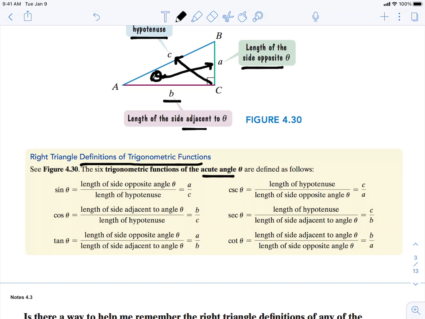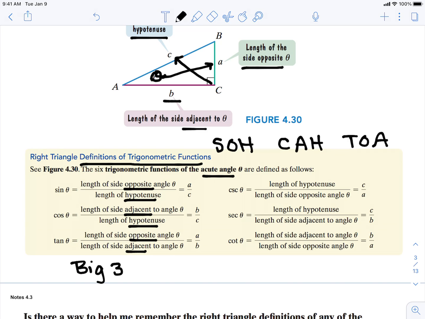So the sine of the angle is opposite over hypotenuse. So that we remember it as SOH. And then cosine is adjacent over hypotenuse, which remember is CAH. And then tangent is opposite over adjacent, which remember as TOA. So these are the big 3. The ones on the right are just the inverses. Hypotenuse over opposite, hypotenuse over adjacent, adjacent over opposite.